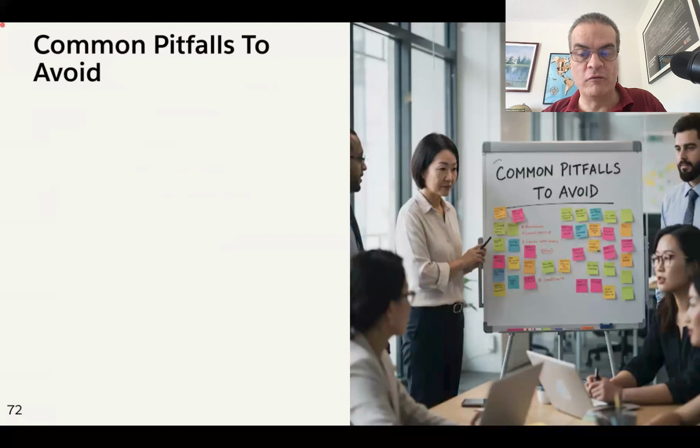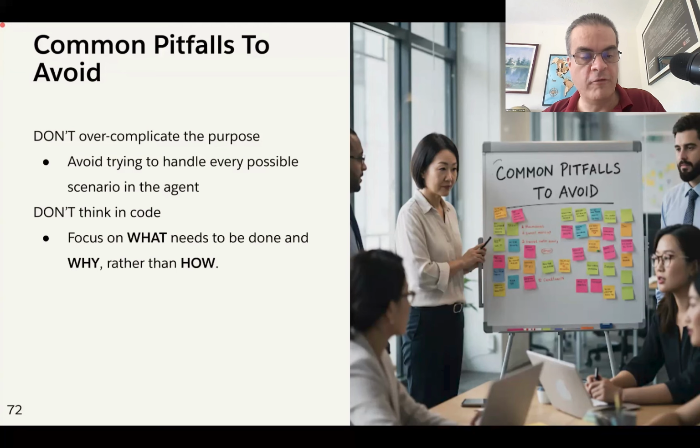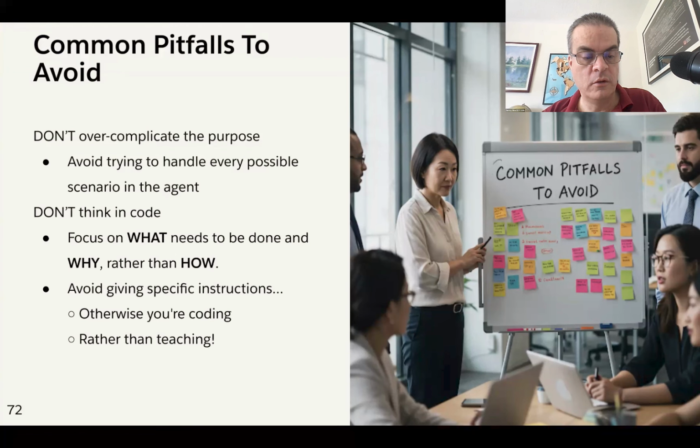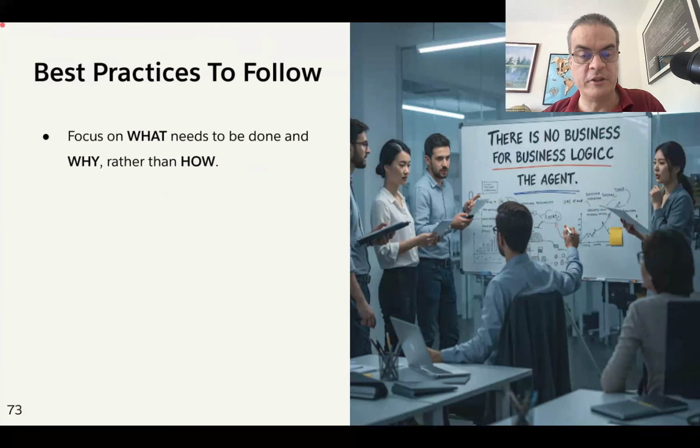Some of the things you should try to avoid: don't overcomplicate the purpose. Avoid trying to handle every possible scenario in the agent. Start small, and start adding things as needed. Don't think in code. Focus on what needs to be done and why it needs to be done rather than how. Avoid giving specific instructions. If you give specific instructions, you're coding, not teaching. So focus on what needs to be done and why, not how it's going to be done.